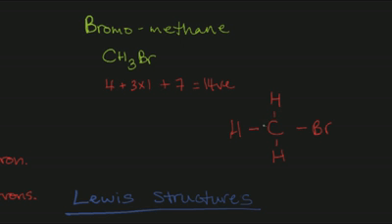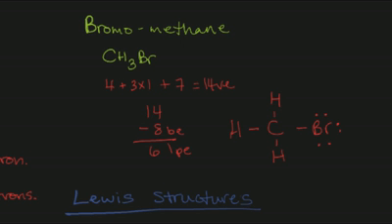Add your single bonds. 2, 4, 6, 8. So we would take 14 minus 8 to give us 6 lone pair electrons. We would do 2, 4, 6, 8. 2, 4, 6.